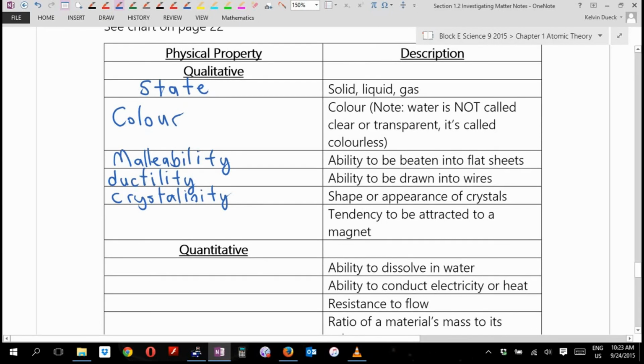This next one is also pretty obvious. What do we call a tendency to be attracted to a magnet? Magnetism. All of these things, though, are difficult to attach a number to. How red is it? Oh, it's a 7. What's that mean? Right.